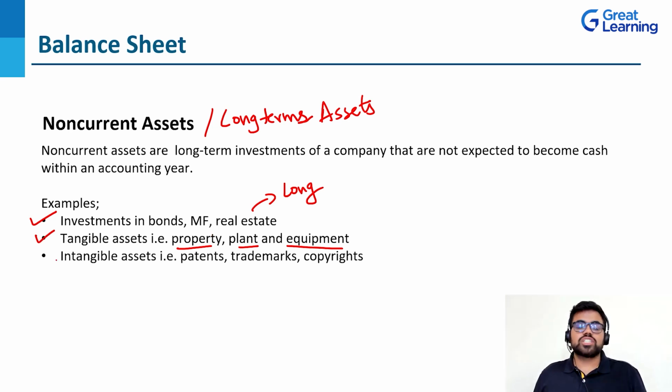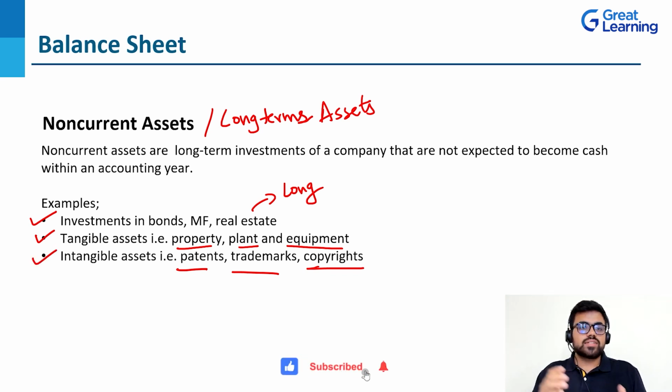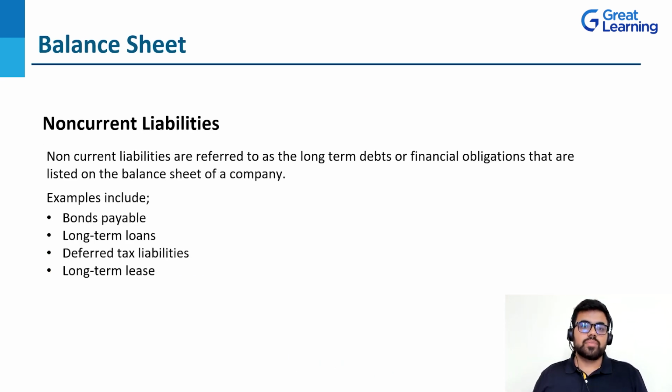Second would be intangible assets that you cannot touch with your hand or see with your naked eye, but that exist. That would be patents, trademarks, intellectual property rights, and copyrights. So these would come under intangible assets. As non-current assets, they are also long-term assets of the company. Next comes non-current liabilities.